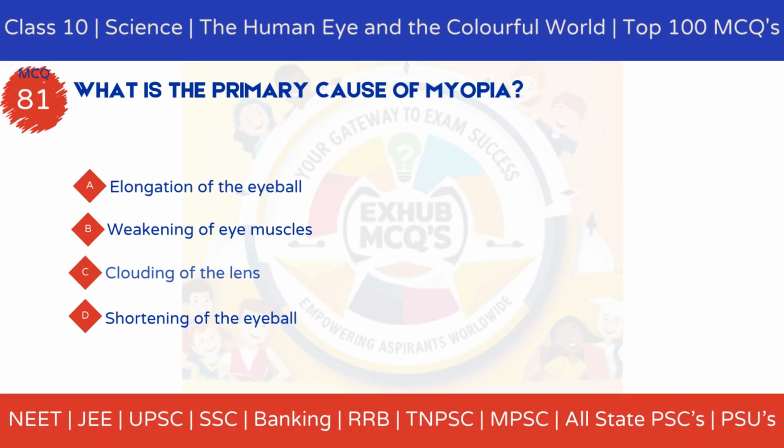MCQ 81. What is the primary cause of myopia? Option A, elongation of the eyeball. Option B, weakening of eye muscles. Option C, clouding of the lens. Option D, shortening of the eyeball.